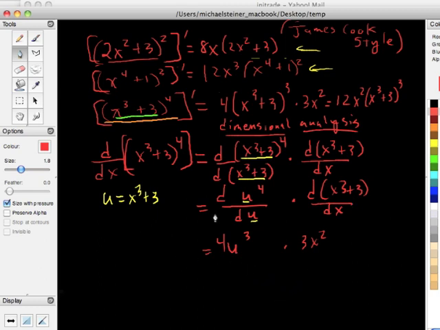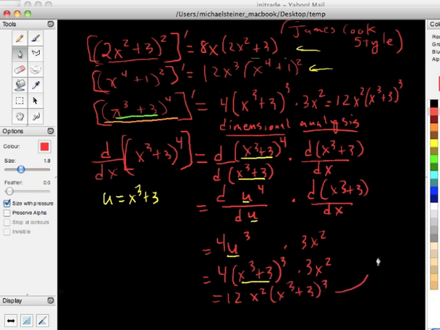Well, we just said that u is equal to x to the third plus 3. So what is that? Because we just put u back in there: 4 times x to the third plus 3 to the third, and we have times 3x squared. So this is 12x squared times x to the third plus 3 cubed, right? Which is just what we have up there.